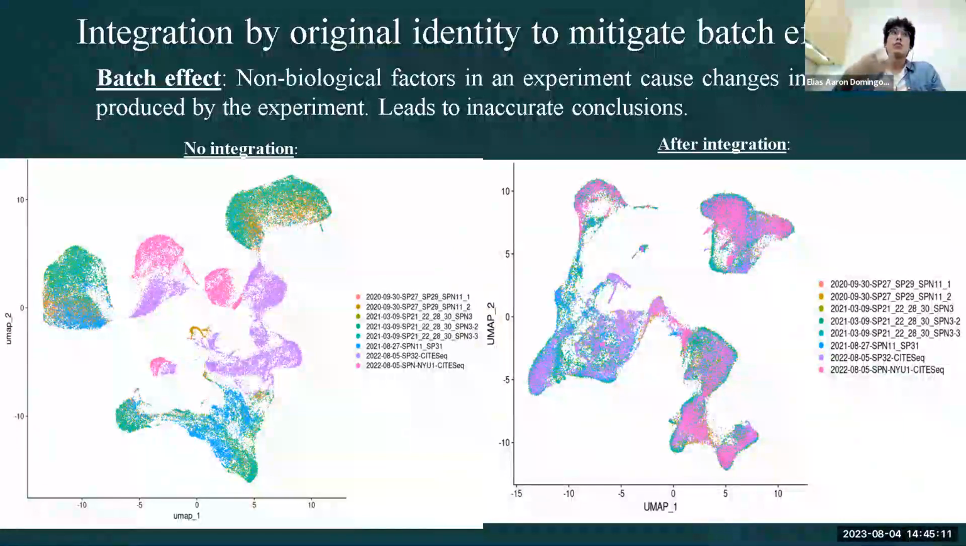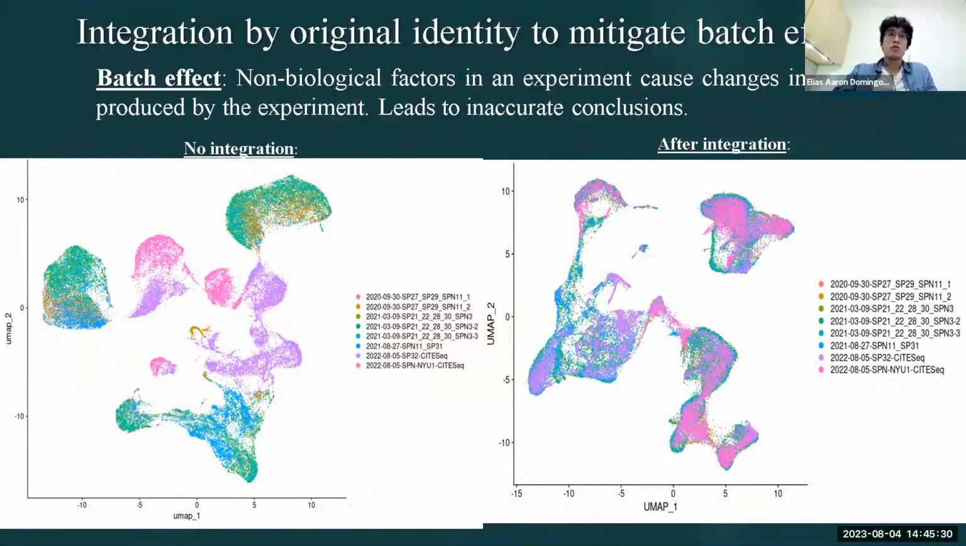So as we may know, these samples we obtain from all different places, different patients, different times. They're all sequenced in different machines. So we're going to see some batch effect, which basically means that we are not seeing cells being clustered based on their biological features, but more so by random noise.